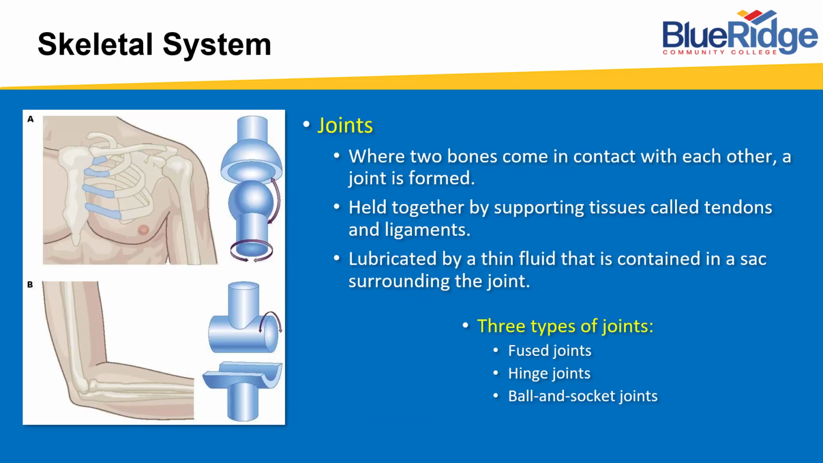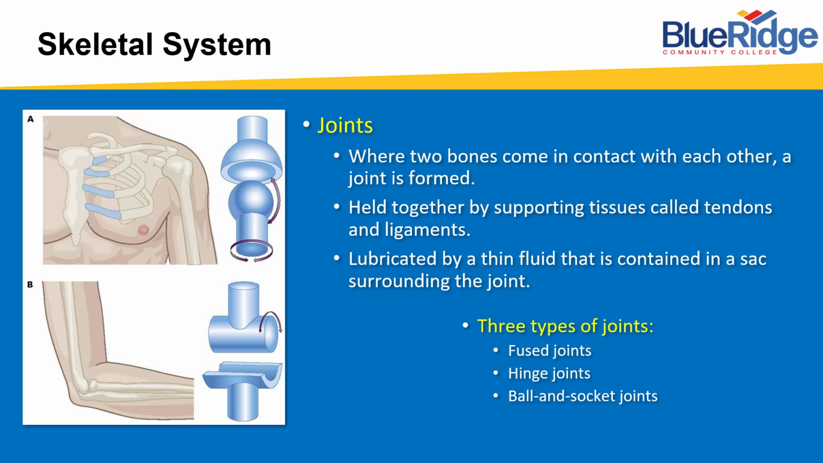We'll talk a little bit about some joints. Joints are where 2 bones come in contact with each other and a joint is formed, much like a hinge. They are held together by supporting tissues called tendons and ligaments, and they are lubricated by a thin fluid that is contained in a sac surrounding the joint, called synovial fluid.